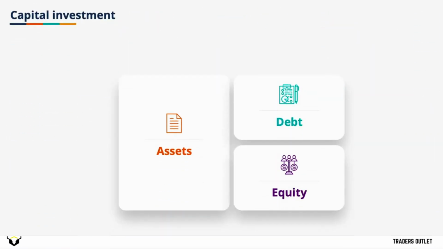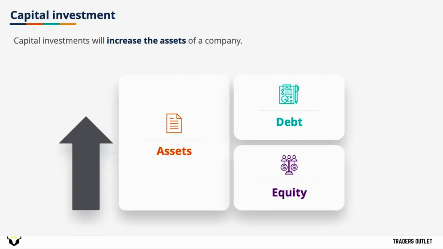Capital investments increase the asset side of a company's balance sheet. As those assets go up, the company is expanding its balance sheet, and if it doesn't have enough cash on hand to pay for those assets with its cash, it will use debt or equity to fund the purchase of those assets.